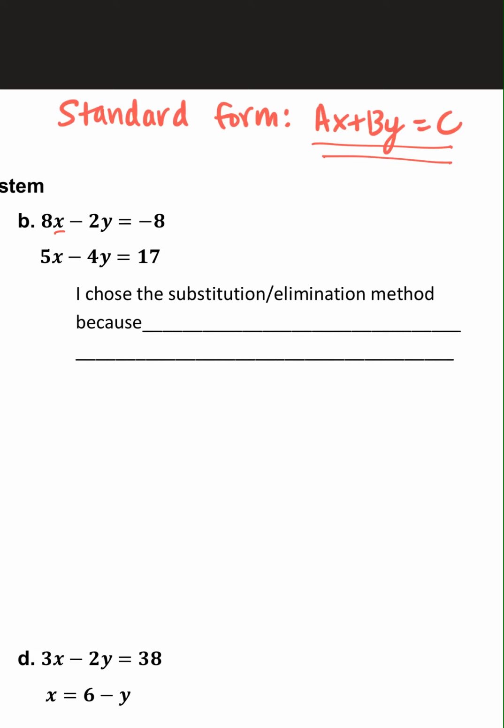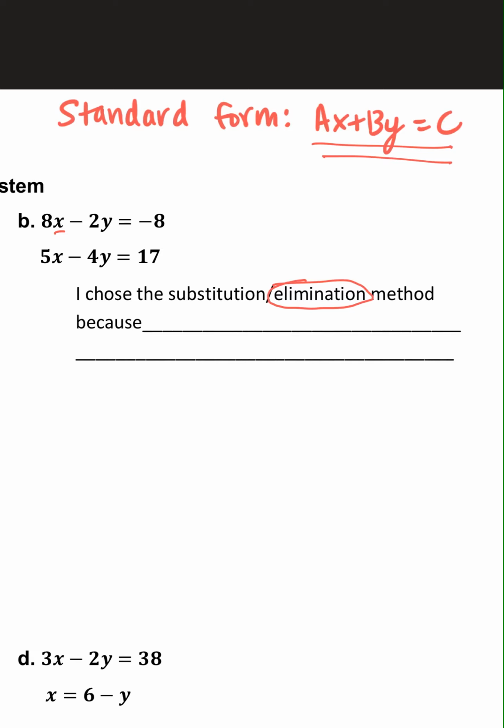X has an 8 in front of it, y has a negative 2 in front of it, and in the second equation, x has a 5 in front of it and negative 4 in front of the y. So none of the variables are isolated. So for this problem, I'm going to choose elimination.